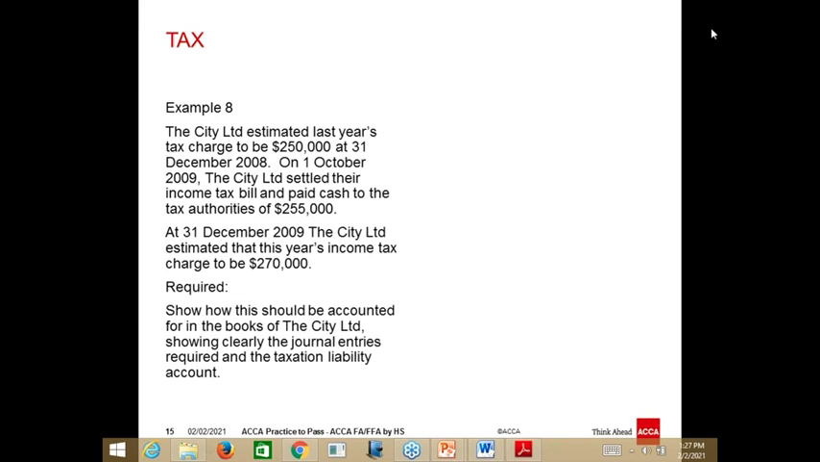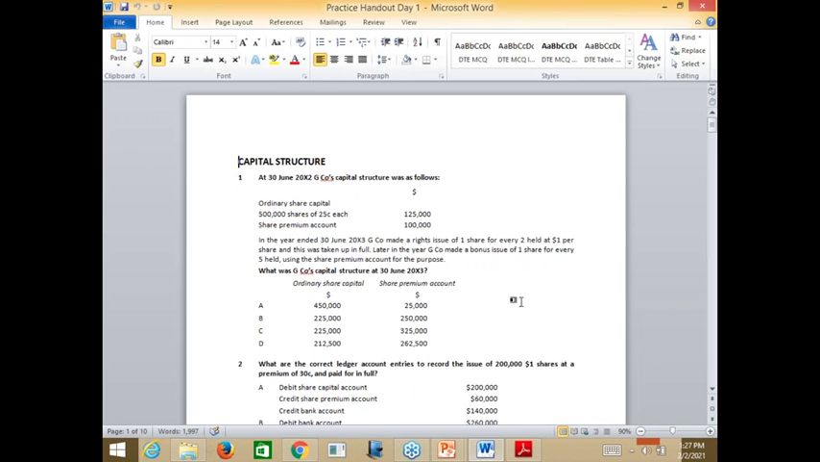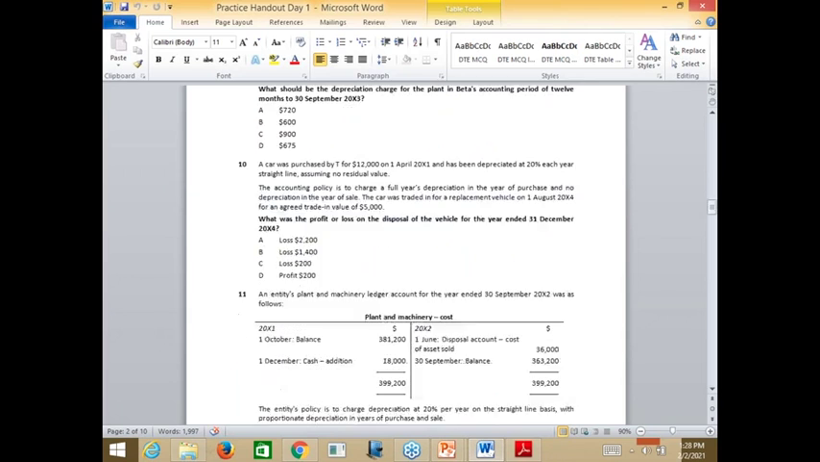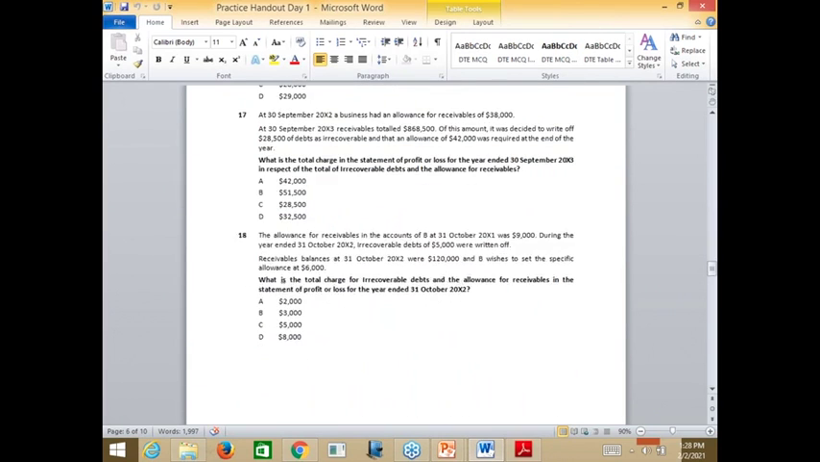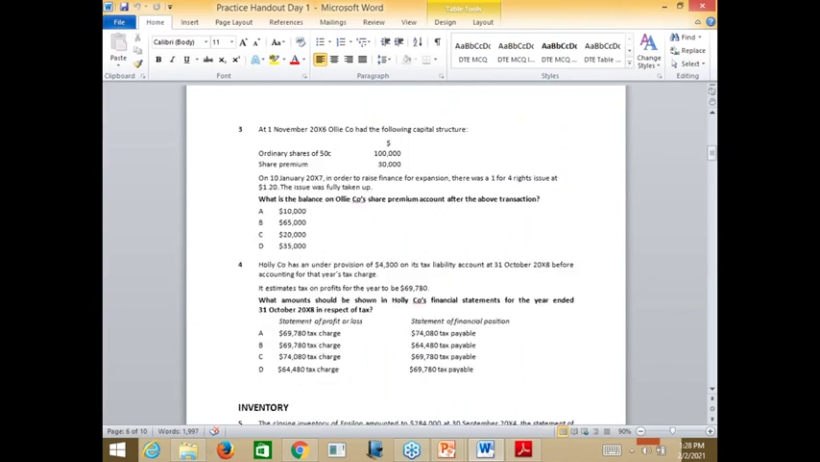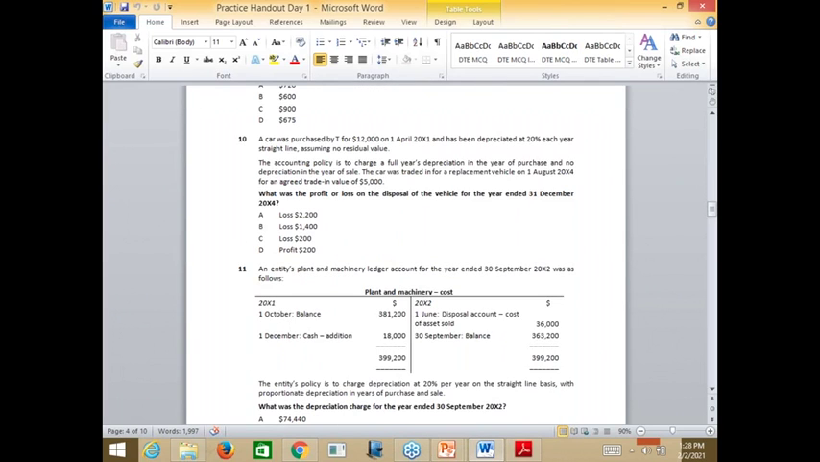Okay, the assignments are available already in the practice handout. I'm just going to open the practice handout. Now, this is our practice handout for today, in which you are required to attempt all the MCQs from MCQ number 1 to 18. So this is our practice handout and our assignment. I request all of you to try to attempt it before the next class so that we can discuss if we are facing any problem.